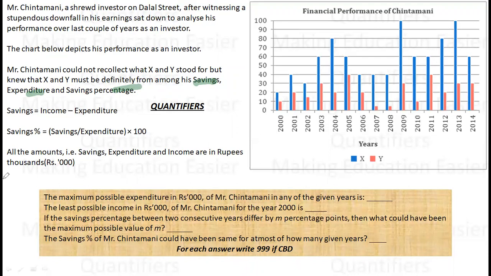And further, they have defined what is saving, which is pretty obvious: whatever you earn and whatever you spend, the leftover is the saving. So saving is income minus expenditure, and saving percentage is saving upon expenditure into 100.